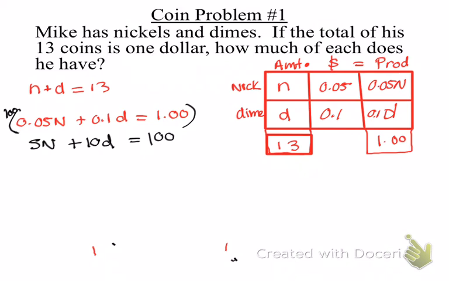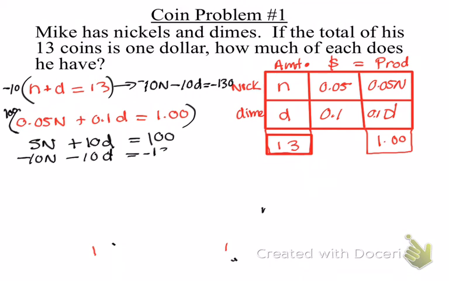Okay? And now I've got, how do you want to do this? Wait, hold on. You can also divide everything by 5. No, I don't need to. It's just an extra step, Nicholas. We can do substitution or elimination. If I multiply by negative 10, then I get negative 10N minus 10D equals negative 130.